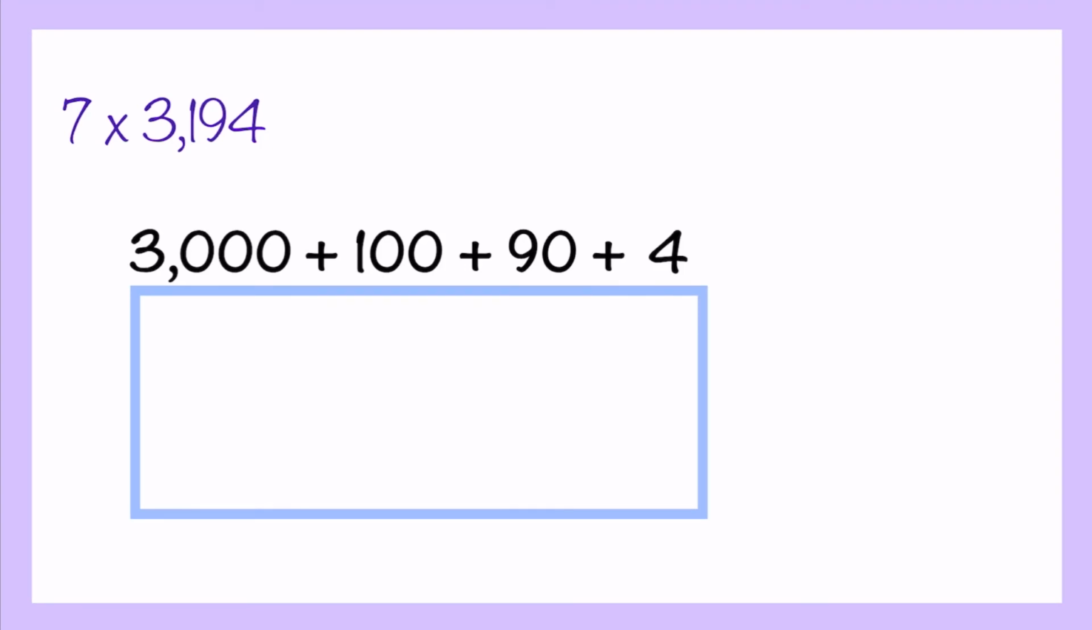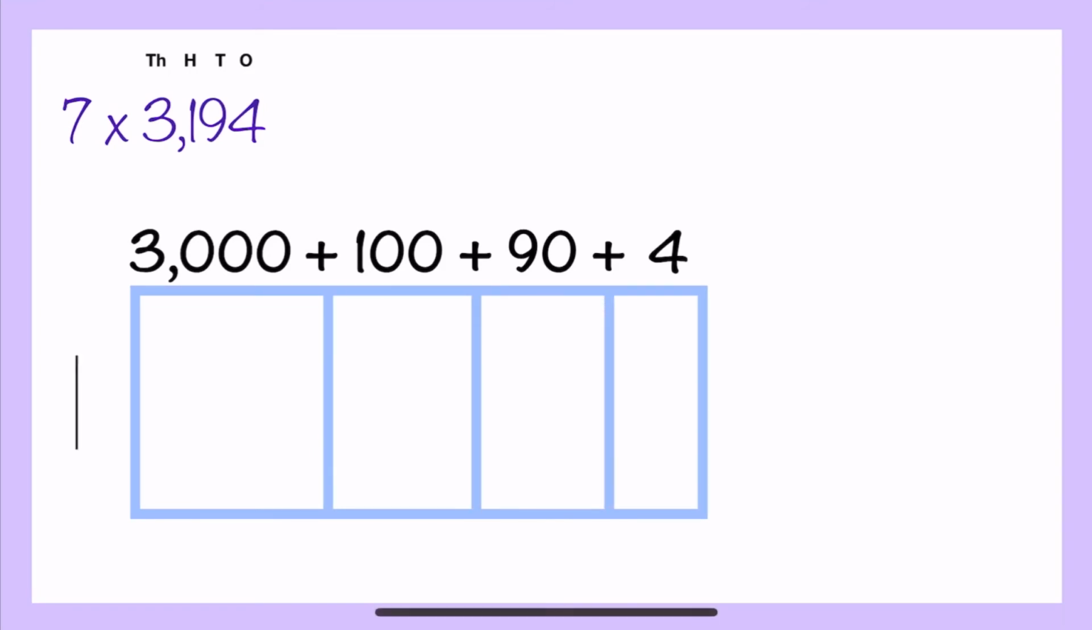The 3 is in the thousands place, so that's 3,000. The 1 is in the hundreds place, so that's 100. The 9 is in the tens place, so that's 90. And the 4 is in the ones place, so that's 4. Don't forget those lines everywhere you see a plus sign. And then write your other digit, 7, on the side. And then we multiply.